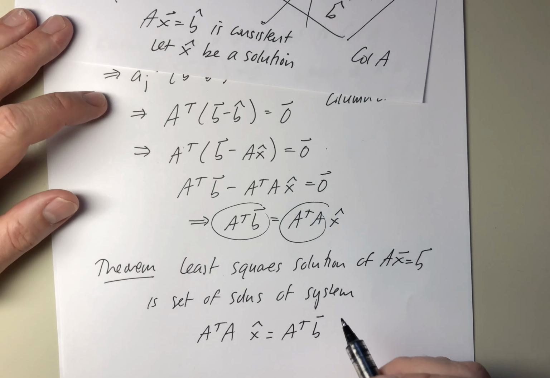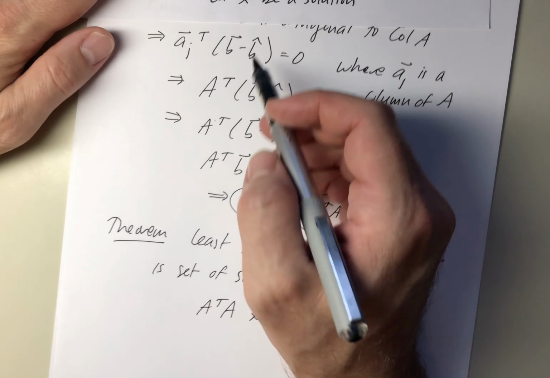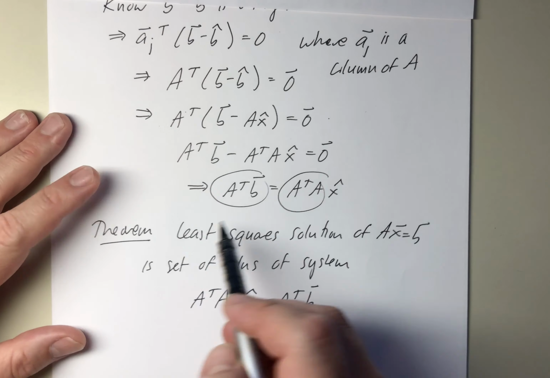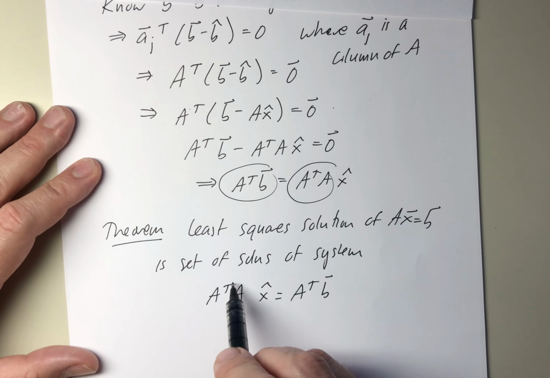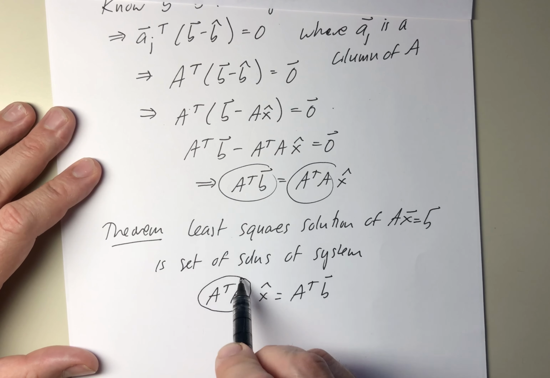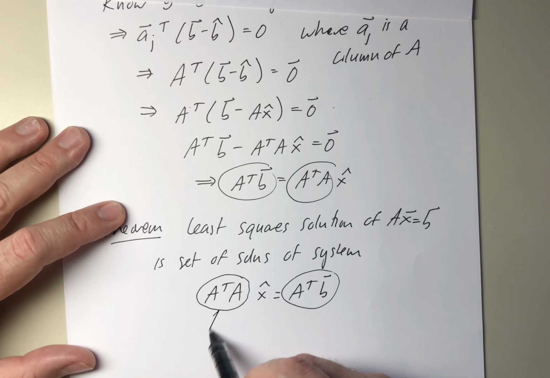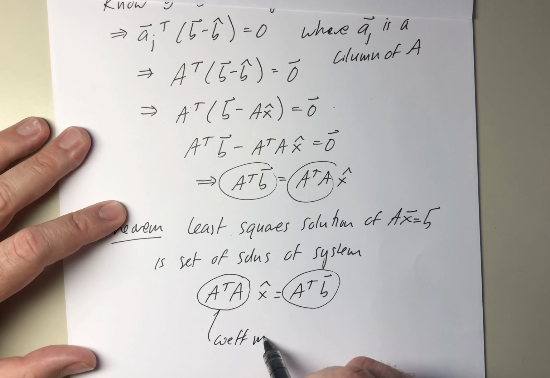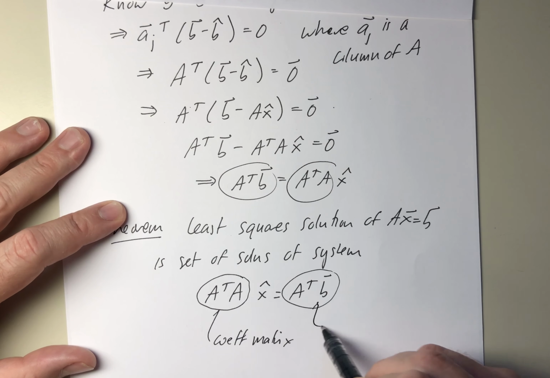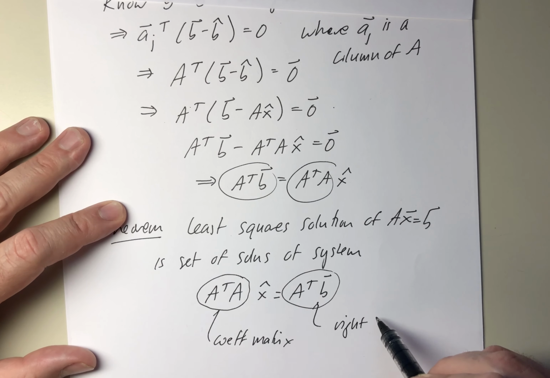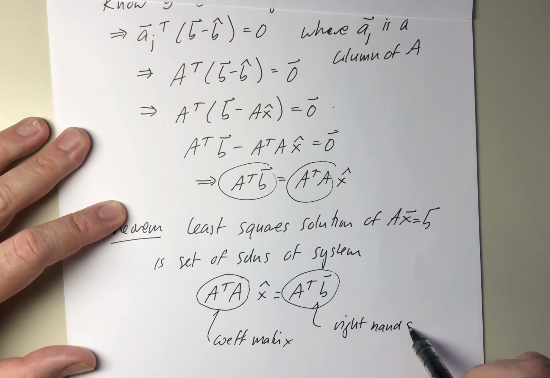Okay, so maybe it looks confusing here, but let me just emphasize what we did in this derivation. We said that what we want, this x hat, is just the solution of a system where this is your coefficient matrix and this is just a vector, right? So this is your coefficient matrix now, and this is like the right-hand side in the system, quote unquote.